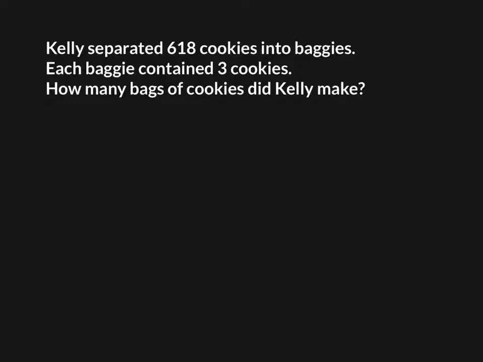Our last sample problem is about Kelly. It says she separated 618 cookies into baggies. Each baggie contained 3 cookies. How many bags of cookies did Kelly make? So ask yourself, do we know how many groups there are, or do we know the amount in each group? In this case, we know the amount in each group. We know that each group contains 3 cookies.